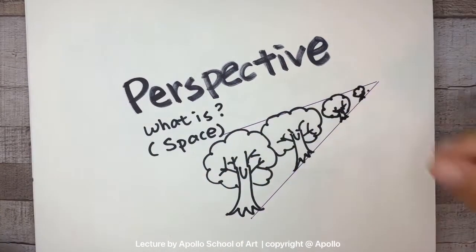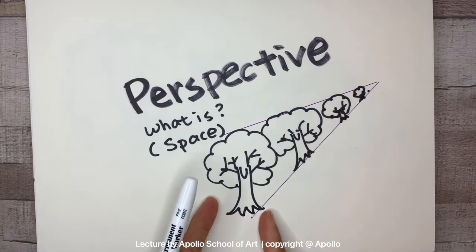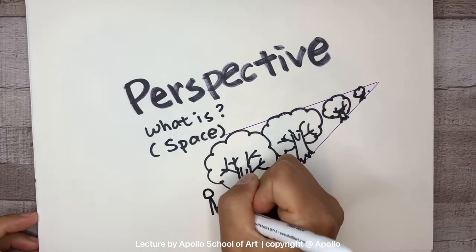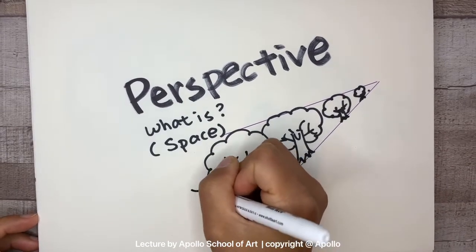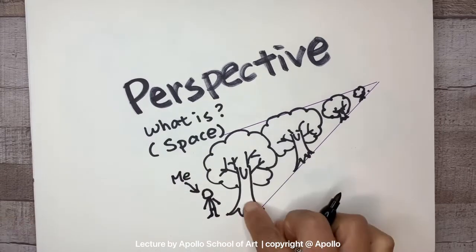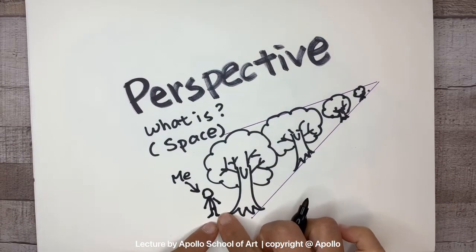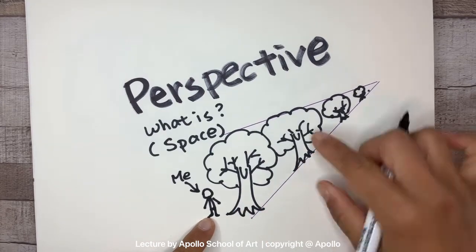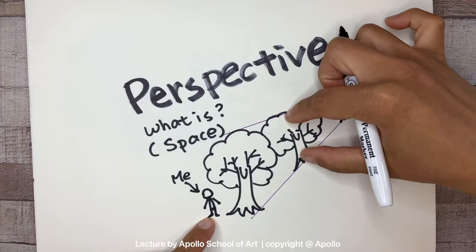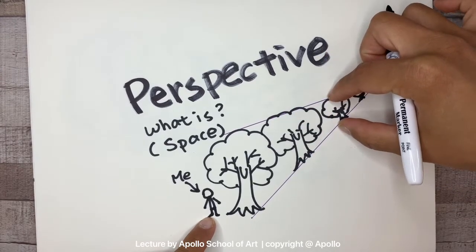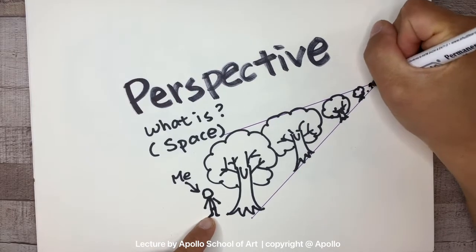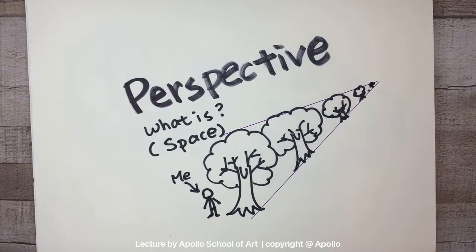So for the perspective, I can tell the biggest one is closer to us. So we are standing right here. That is me. This tree will look bigger because I'm standing closer to it. And this tree is a little bit far away, so it looks a little bit smaller. And this one is farther, so it's even smaller and smaller, and maybe something here, right? So that is perspective. That shows the space, all right?